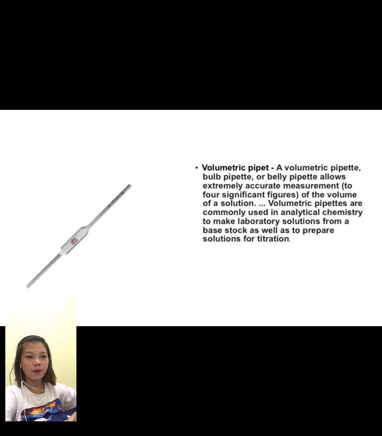Next is volumetric pipette. A volumetric pipette, valve pipette, or bulb pipette allows extremely accurate measurement of the volume of a solution. Volumetric pipettes are commonly used in analytical chemistry to make laboratory solutions from a base stock as well as to prepare solutions for titration.